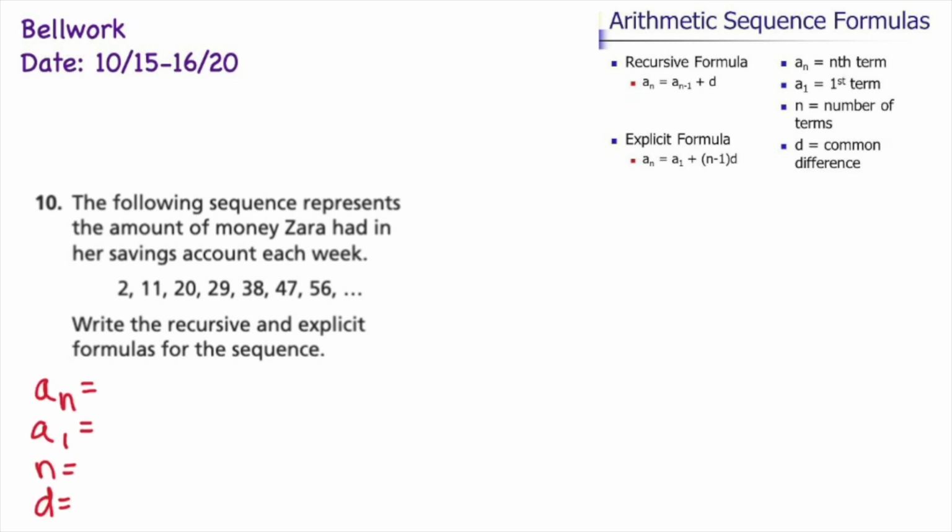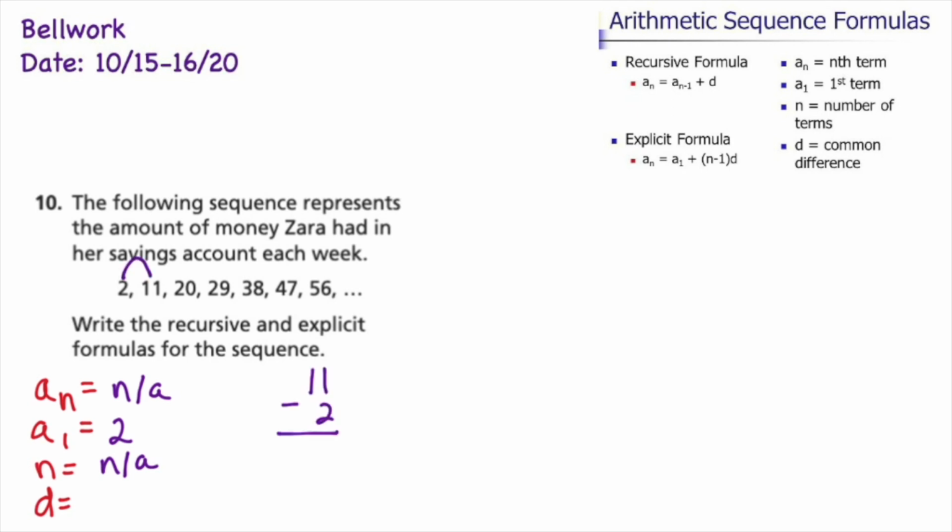So first thing you're going to want to do is list out the variables that you're looking for. So A sub n, we don't know that answer, we're going to leave it in our formula. A sub 1 is the first number in the sequence, which is 2. And n is the term you're looking for. They did not specify what term we're looking for, so we just leave n in the answer. And d is the common difference.